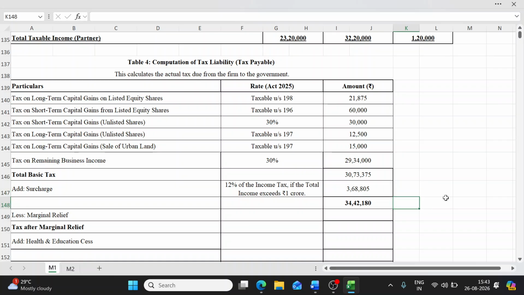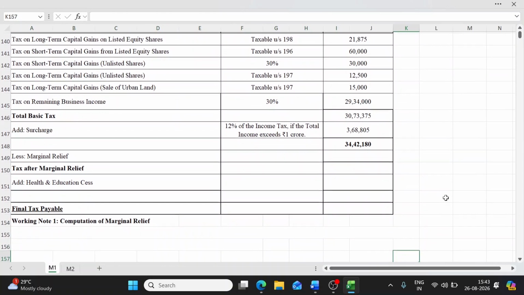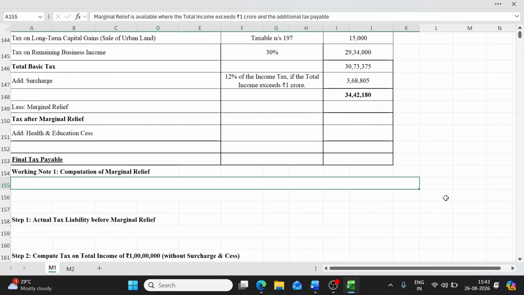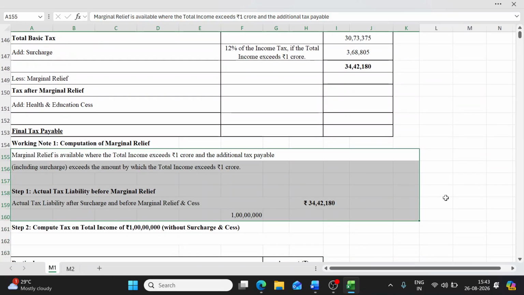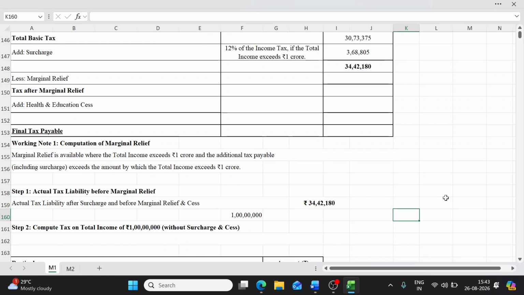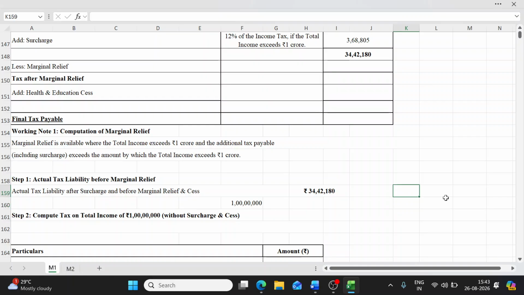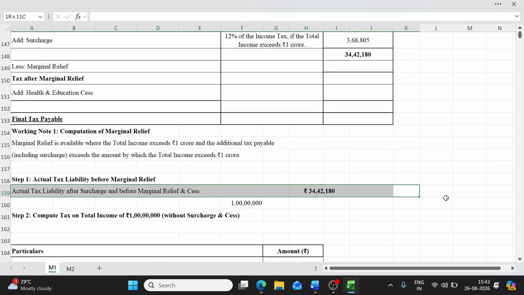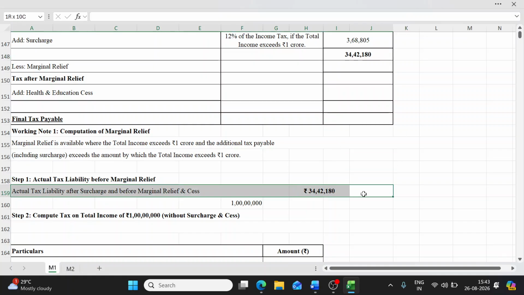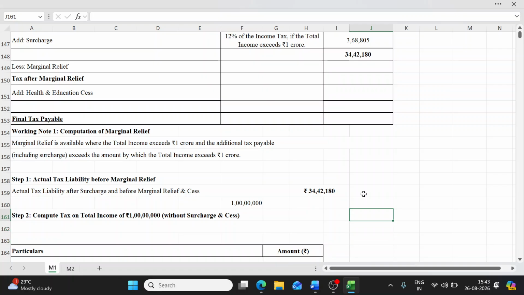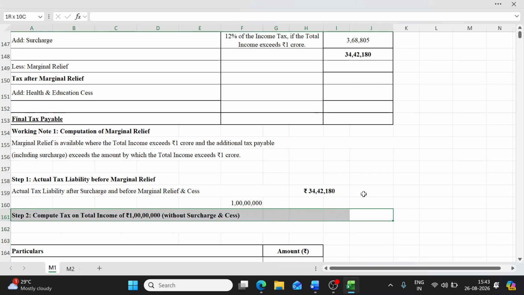But just to explain you, I'll calculate it again. So step number 1 is simple. We have to mention the actual tax liability after surcharge and before marginal relief. So this figure which we calculated just now, we will mention over here. Then in step number 2, we will reduce the total income of the partnership firm up to rupees 1 crore, and keep the special rate income as it is.